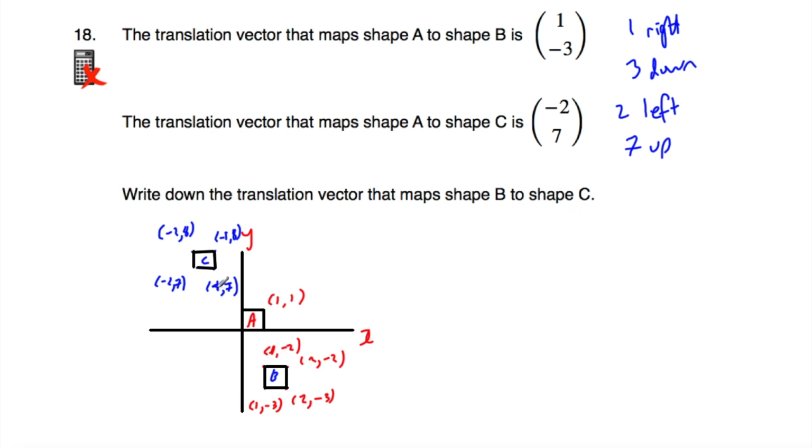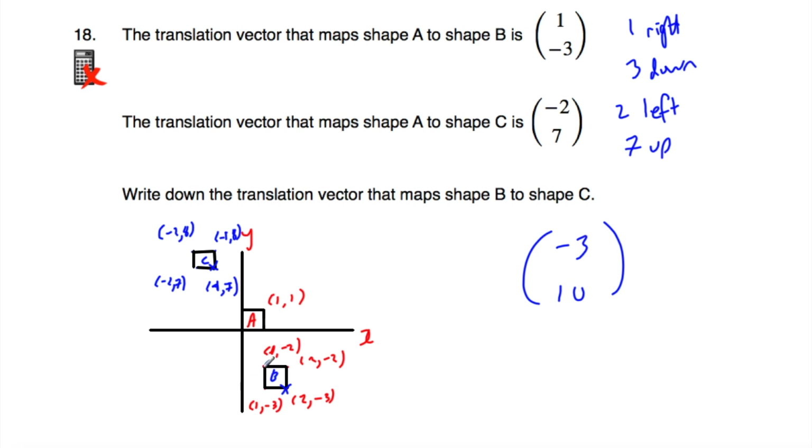So how do we get from B onto C? So let's choose a point. I'm going to choose this point here, the bottom right hand corner, and I want to get it to here. Okay, so we're at this point here, which is 2, negative 3, and we want to get to this point here, which is negative 1, 7. So to get from here to here, we would go 1, 2, 3 to the left. So we would move 3 to the left. So as a translation vector, that'd be negative 3, because we move 3 to the left. Now we're at a height of negative 3 here. We want to go up to 7, so we'd go up 10. So the translation vector that would bring us from B to C would be negative 3, 10.